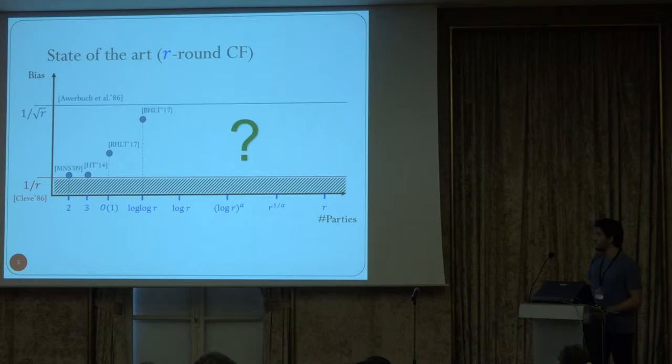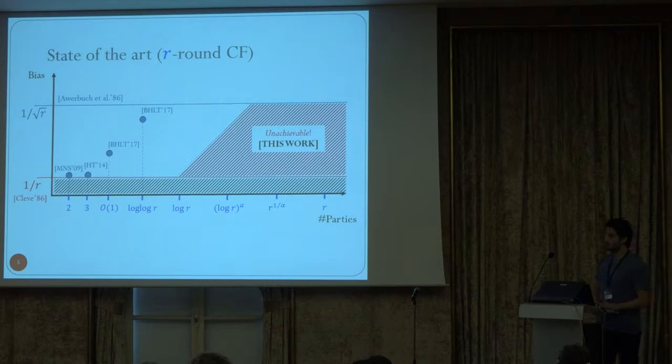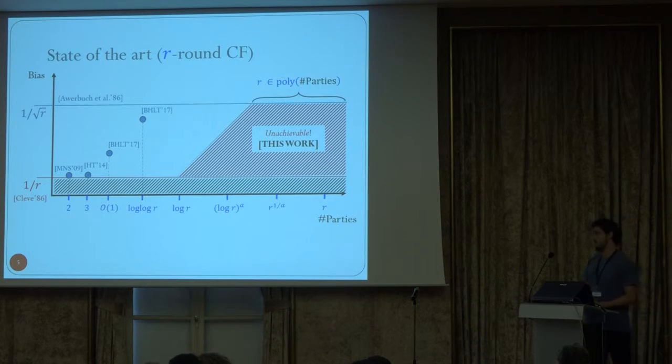In our work, we show an impossibility result. We show an attack for a wide range of parameters. For instance, if the number of rounds is polynomially bounded by the number of parties, then 1 over square root of R, the protocol of Averbuch et al., is essentially tight.